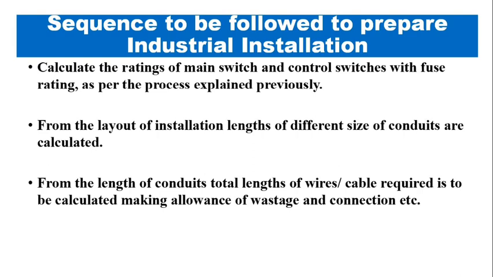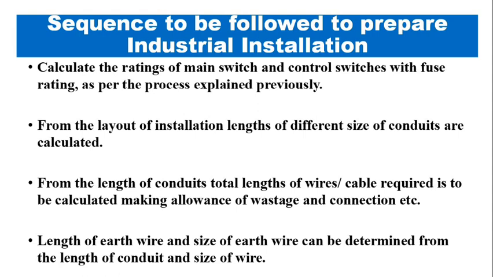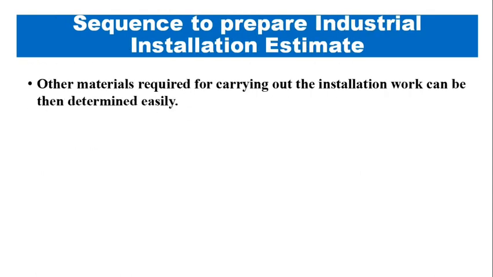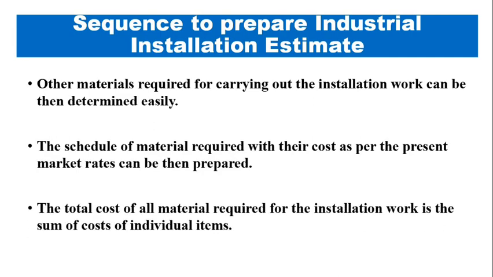After that you have to calculate the length of earth wire required for the earthing. Then after you can easily calculate the other materials required for the installation and the present market cost of those materials. From that you can calculate the total cost of material required for the installation. So these are the steps we have to follow to estimate the industrial installation.